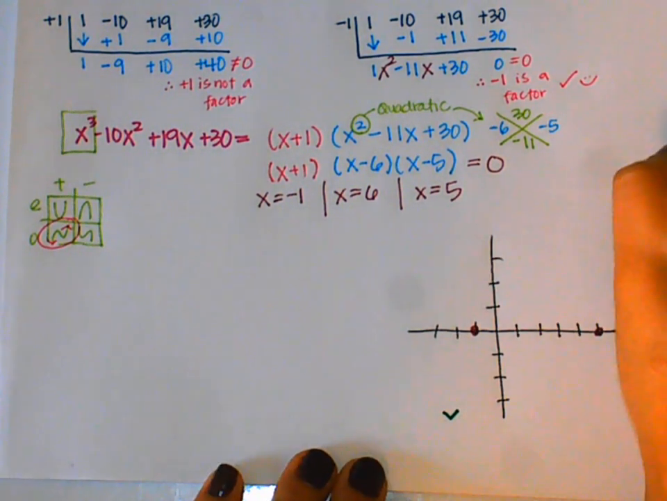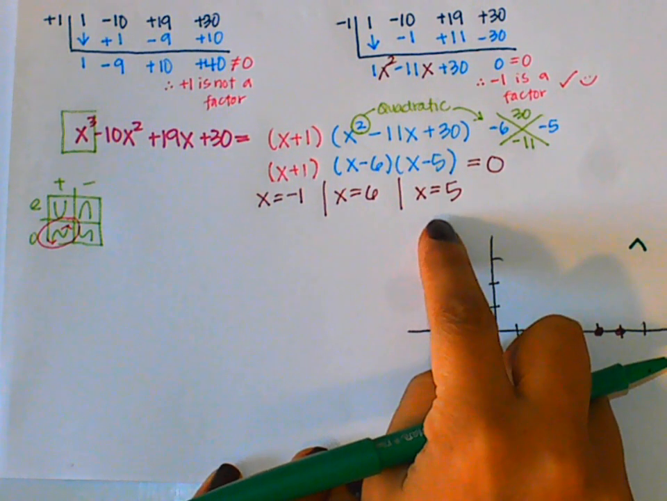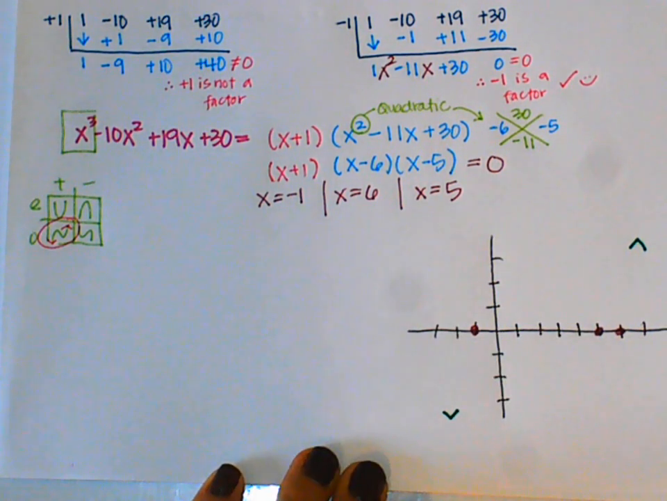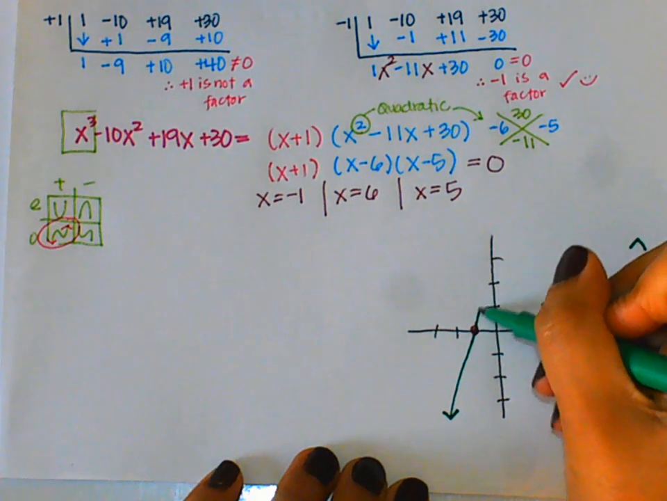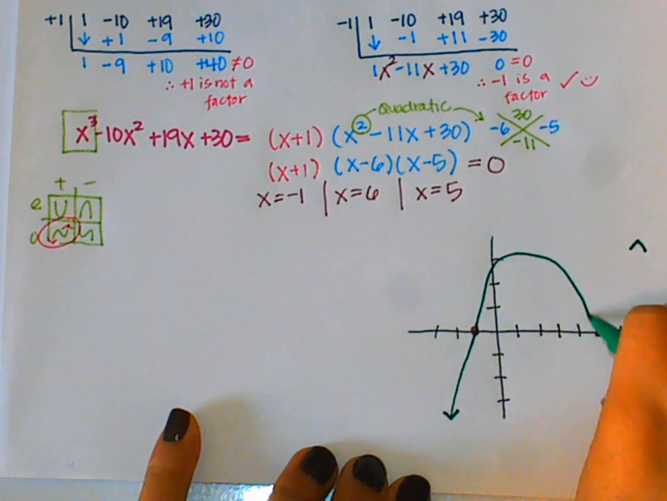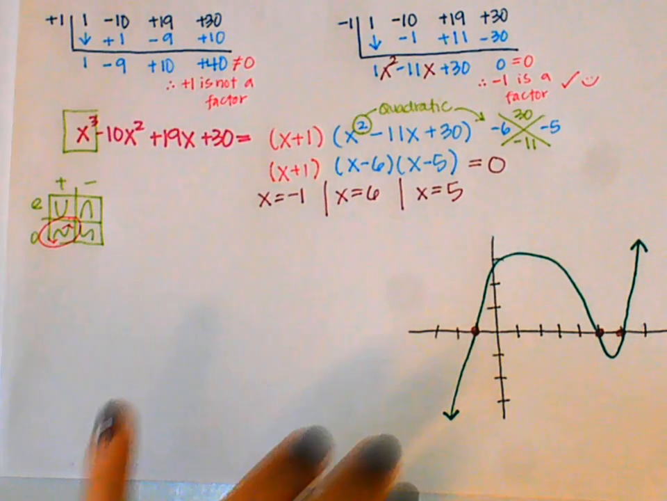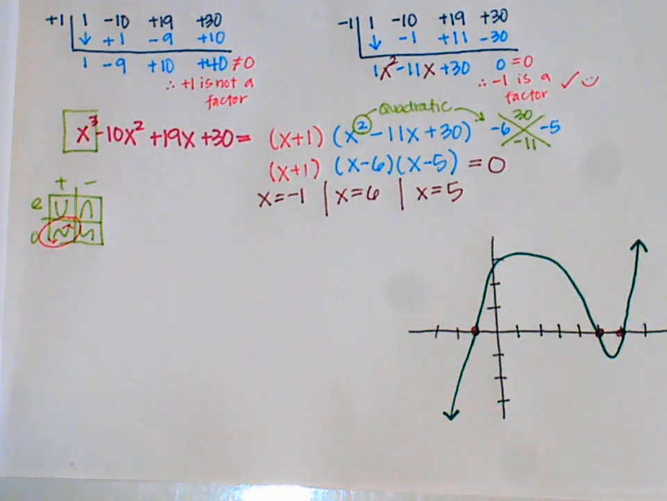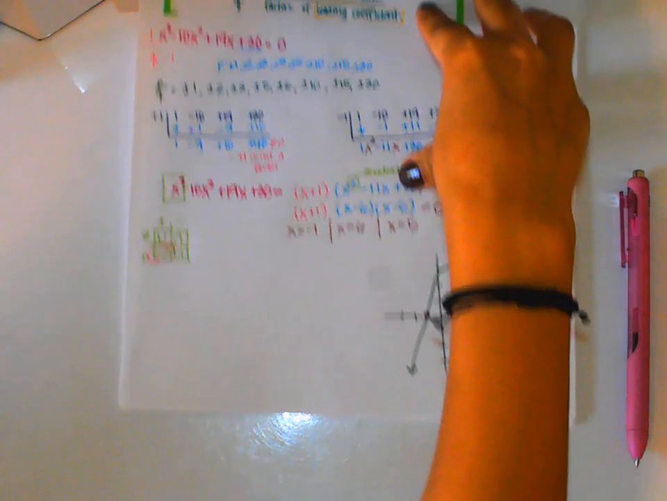down and up. Each one of these has a multiplicity of 1, meaning it's going to go straight through at each point. I'm going to go up, down, and up. And that gives me my chart. So let me zoom out so I can go over the whole thing again.